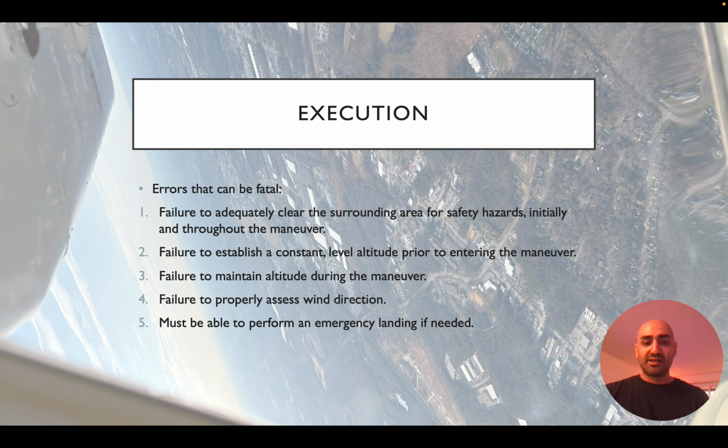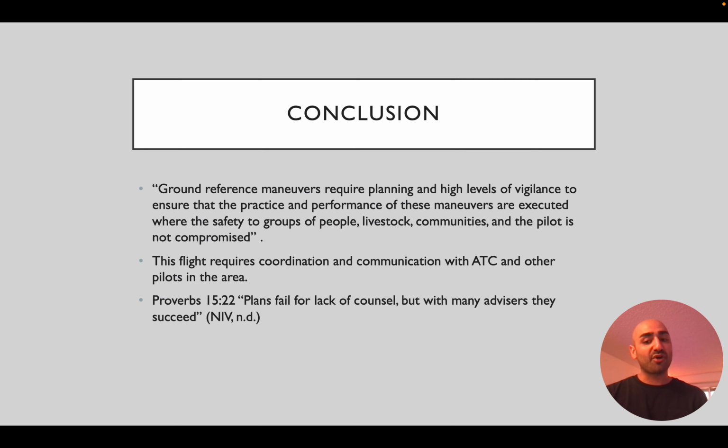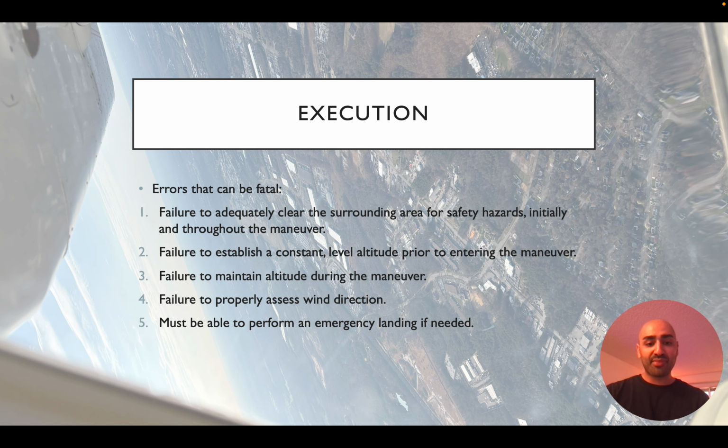Errors that can be fatal. People don't clear the area. That could be very fatal. Establish a constant and level altitude and trim the aircraft for that altitude and airspeed. That is a huge mistake. Failure to maintain the altitude, or to properly assess the wind direction, because that will indicate how hard you are turning. And sometimes it's not even worth it because you'll be fighting the wind the whole time trying to make circles. So are you even able to assess the situation? And we also need to make sure that we're able to do an emergency landing if need be.